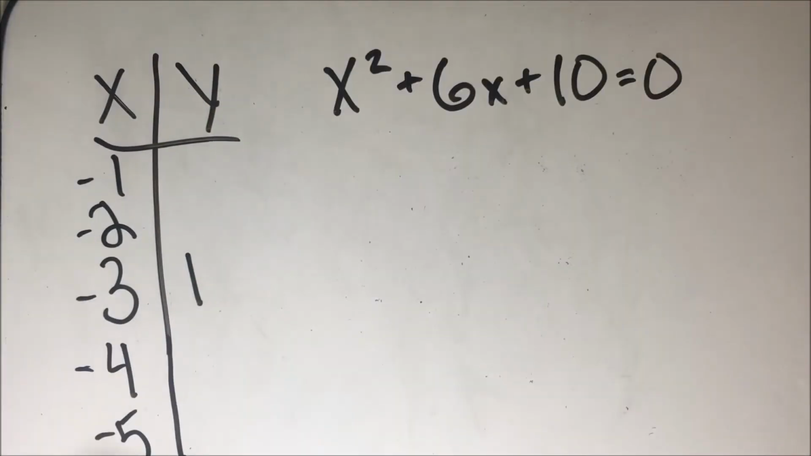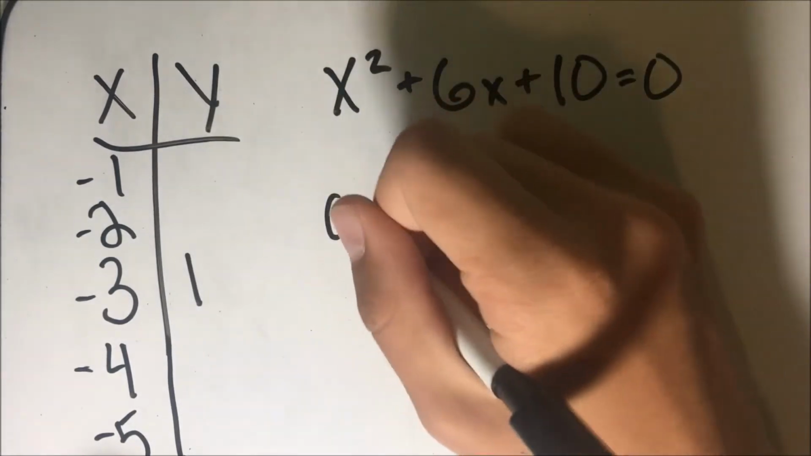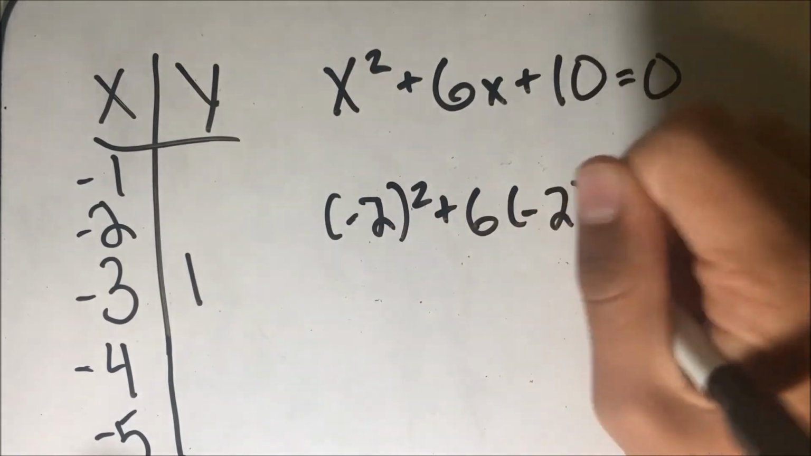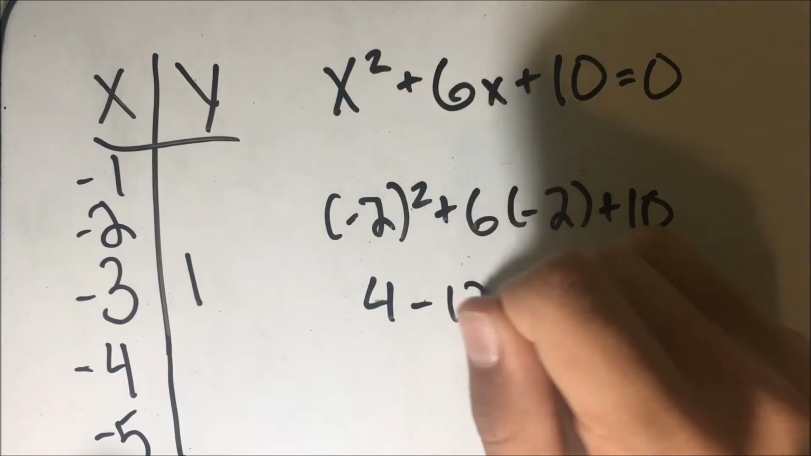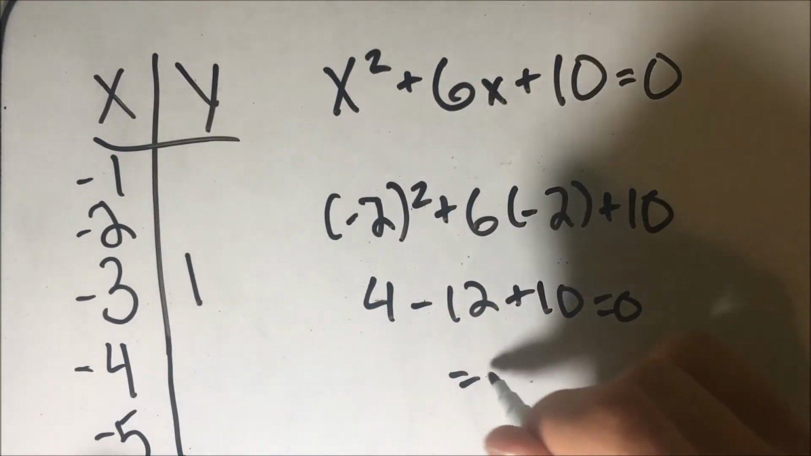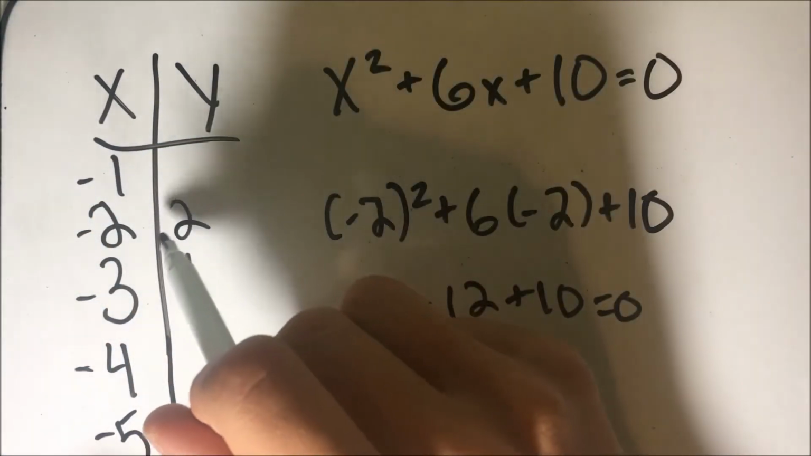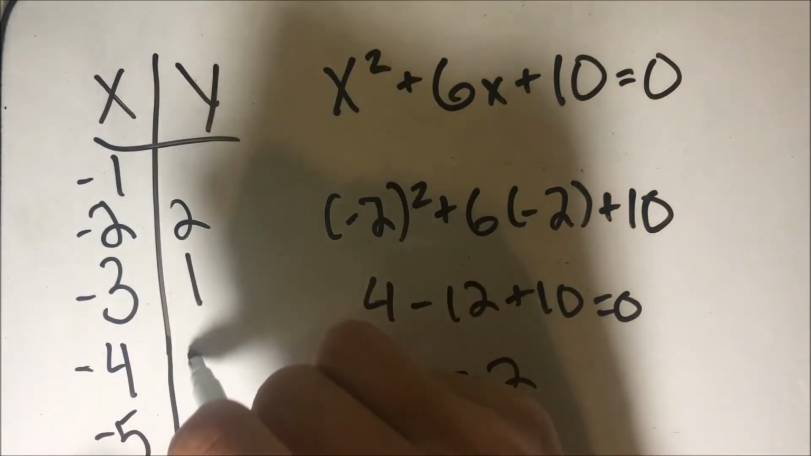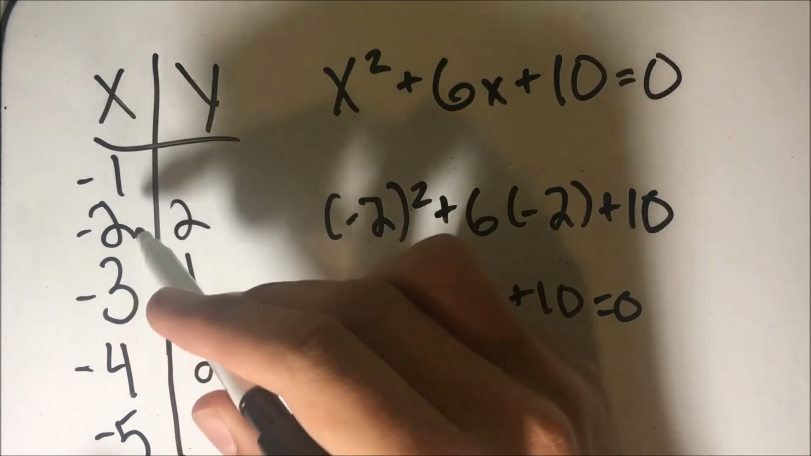So now we're going to go ahead and do the same thing we did for the negative 3 and plug in negative 2. So that would be negative 2 squared plus 6 times negative 2 plus 10, which is 4 minus 12 plus 10 equals 0, which is equal to 2. So we're going to put 2 here. And since we got 2 for the negative 2, there's a symmetry type of thing. So we also get 2 for negative 4 because it's 1 away from negative 3, just how the negative 2 is.